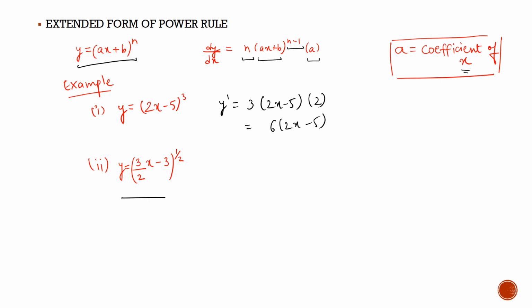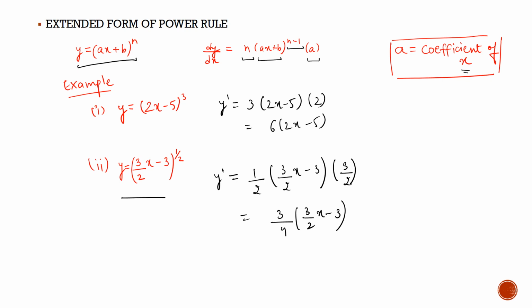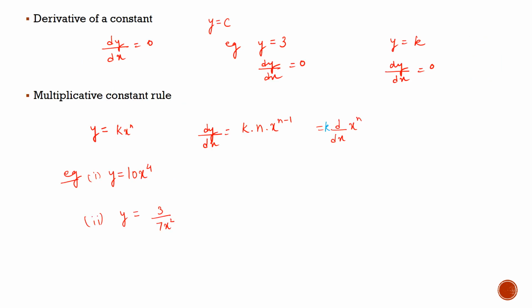Now for this question, again the same rule, y dash will be 1 by 2, the power comes in front, then the equation the way it is, then multiplied by the coefficient of x. So here it comes out to be 3 by 4 and 3 by 2 x minus 3. Hope this is clear. Next we have derivative of a constant.